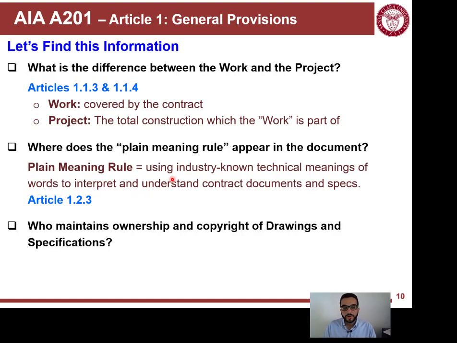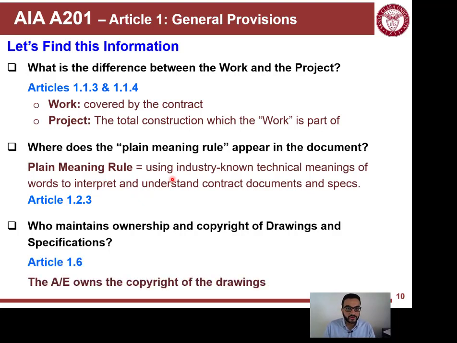Who maintains the ownership and copyright of drawings and specifications? That's also a good question. As the owner, I have the plans for this project. Can I just copy them and use them in another project? That's not the case. The architect and the engineers who develop these specs and drawings are the copyright owners of these documents. Yes, you are the owner of the project, and you include these in your contract with the contractor, but you don't own these documents. The same applies, of course, to the general contractor.